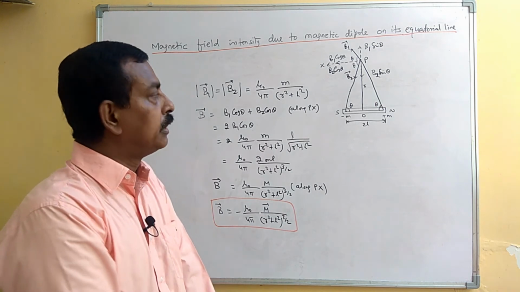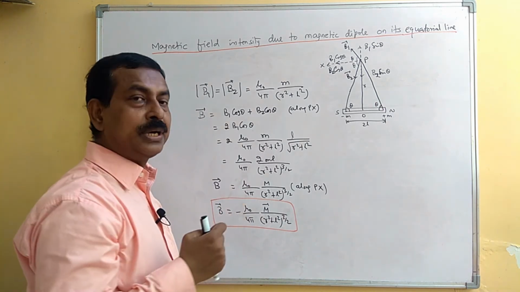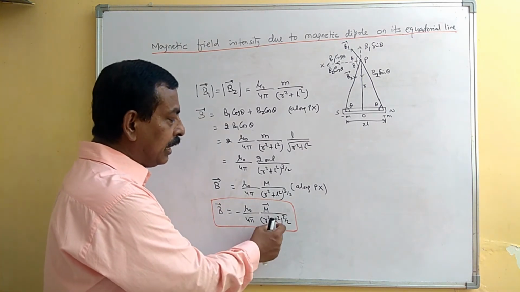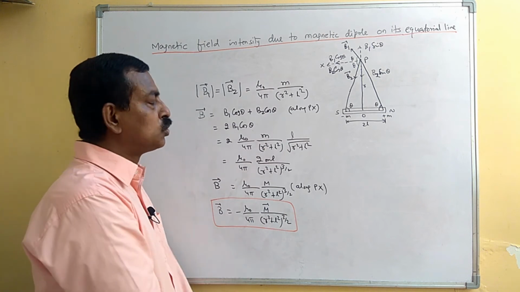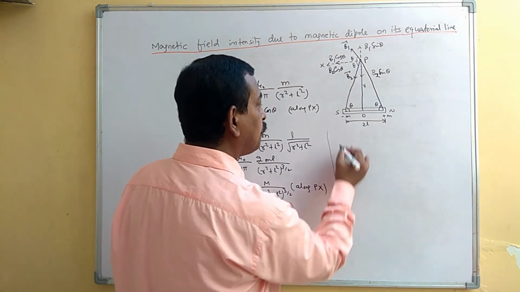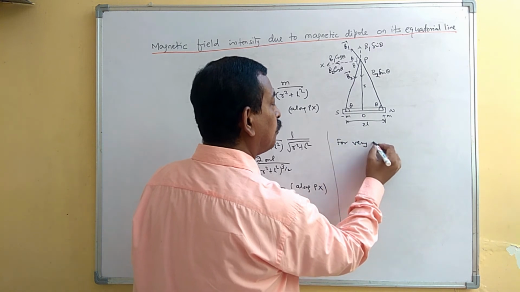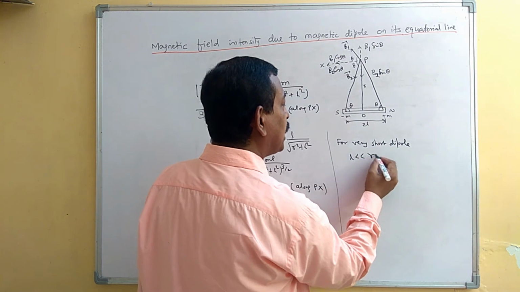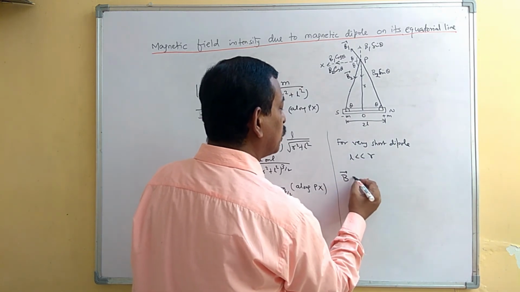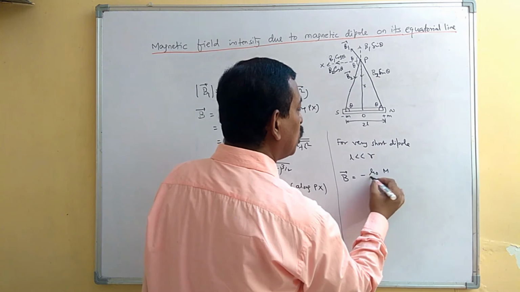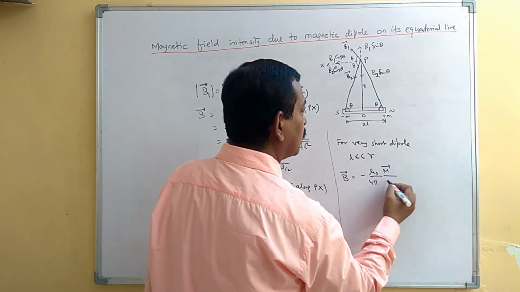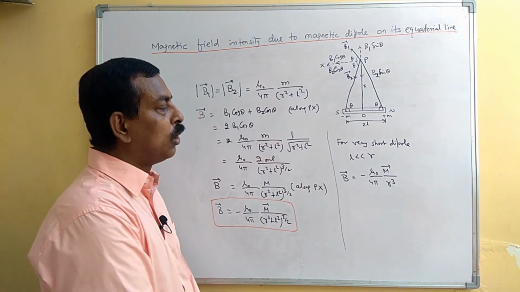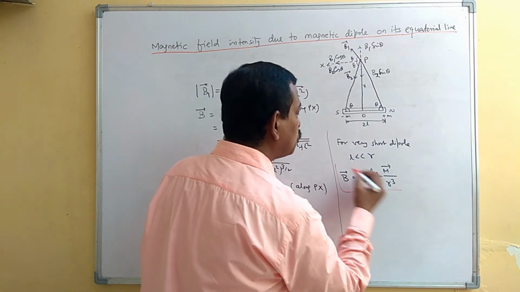And suppose now we want to find out magnetic field intensity due to a very short dipole. So here we'll put L very small as compared to R. So for a very short dipole, L is very small as compared to R. So B vector will be equal to minus mu naught by 4 pi, m vector by R cube. So this is the expression for magnetic field intensity on the equatorial line for a very short dipole.